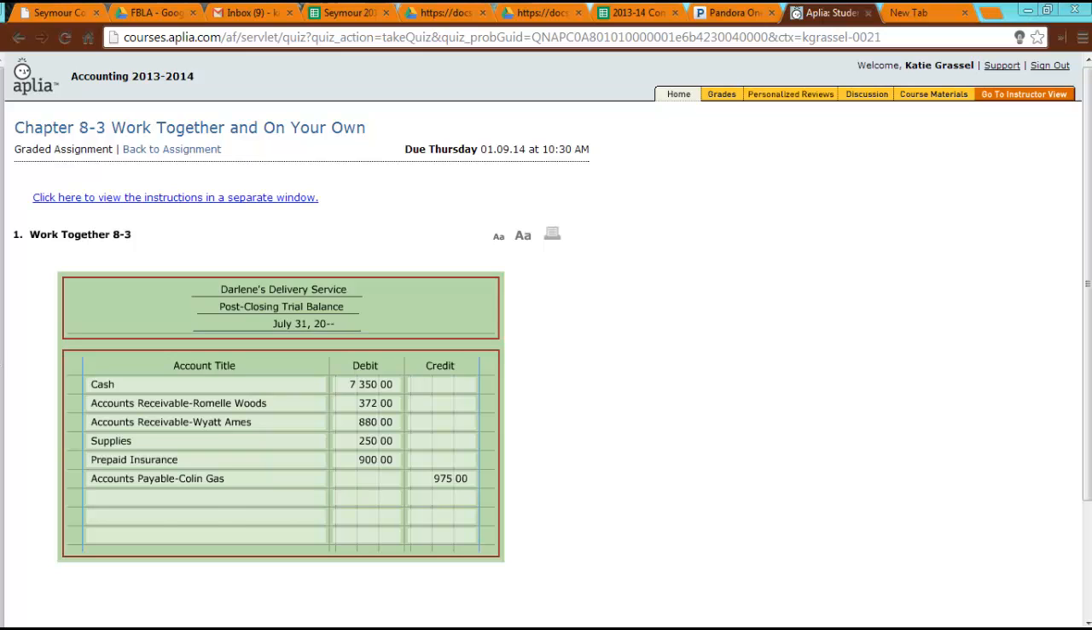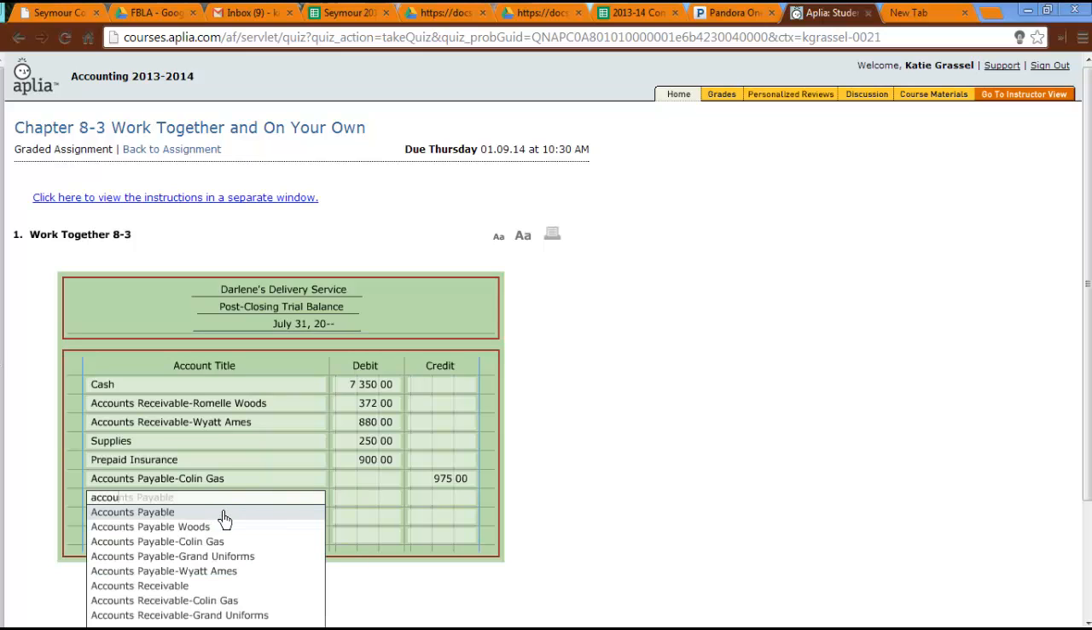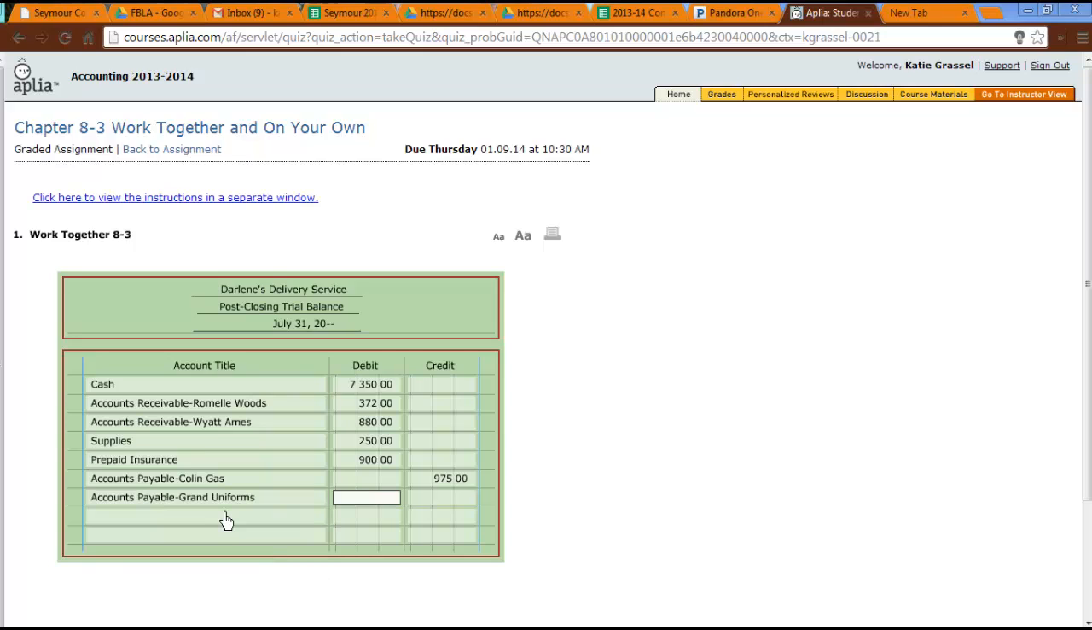My next liability is going to be accounts payable, Grand Uniforms. And that again also has a credit balance. That's going to have a credit balance of $212. And then my last account I'm going to put on there is going to be Darlene Wong Capital. And Darlene Wong Capital has a credit balance of $7,773.